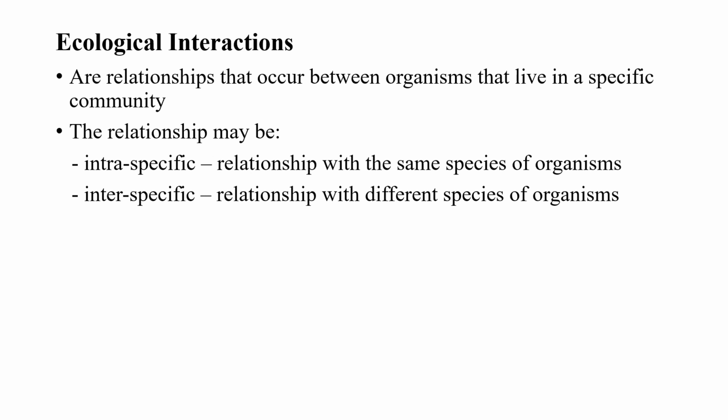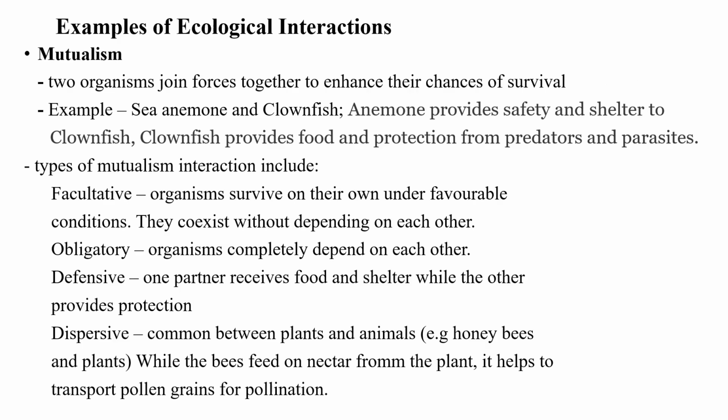Ecological interactions simply are relationships that occur between organisms that live in a specific community. Such a relationship could be intraspecific, that is, when it's between organisms of the same species. But when a relationship is between organisms of different species, that is referred to as interspecific. Now, let's look at examples of some ecological interactions.